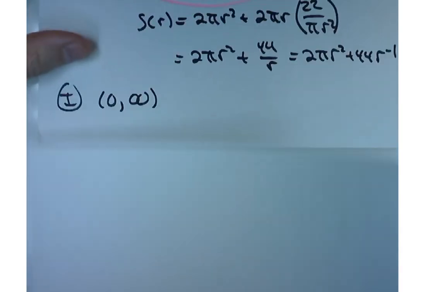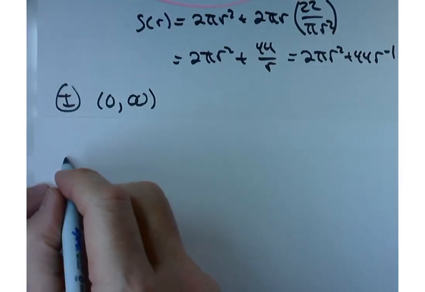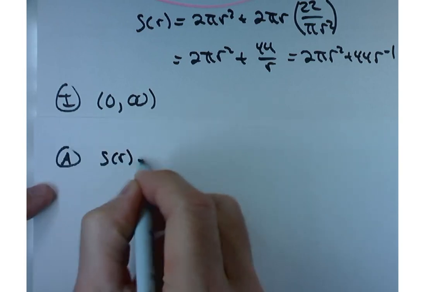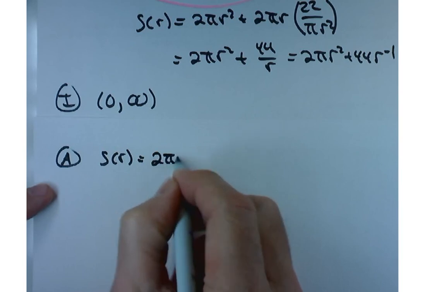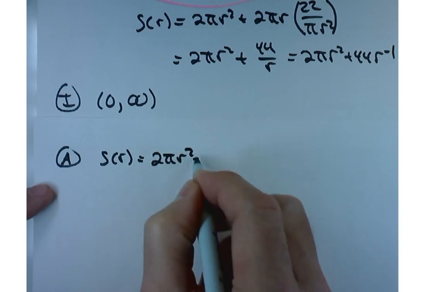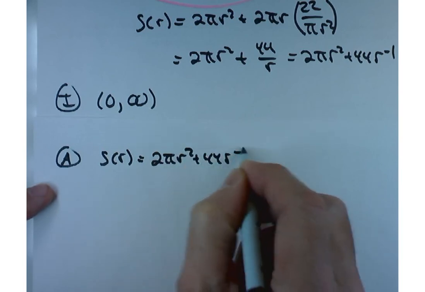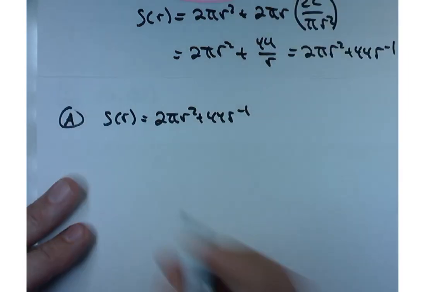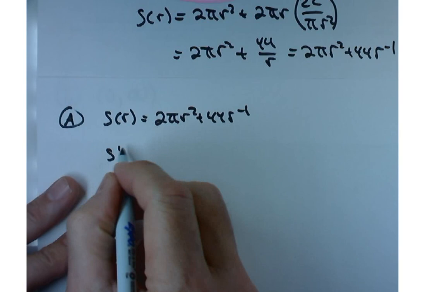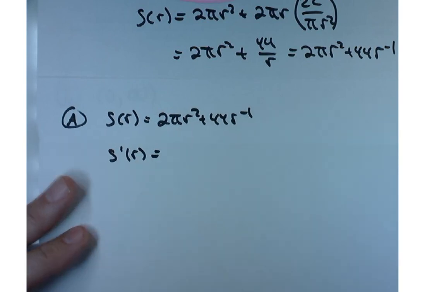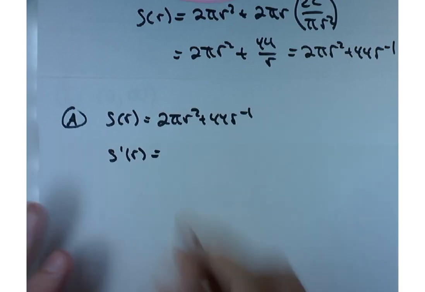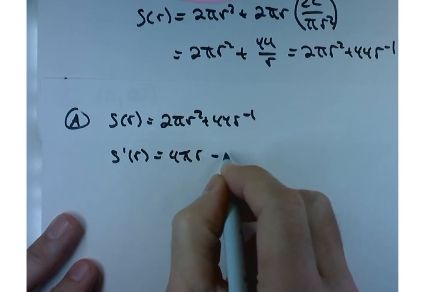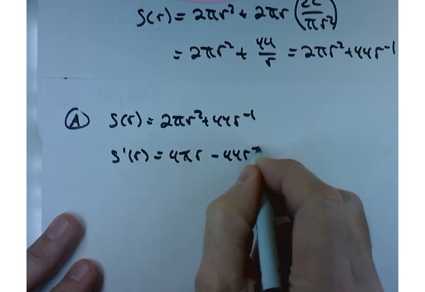So let's take a look at our function. This is our analysis part. We've got S of r is 2 pi r squared plus 44r to the negative first. And, well, our only trick in the book at this point is to take the derivative. So that's going to be 4 pi r minus 44r to the negative second.